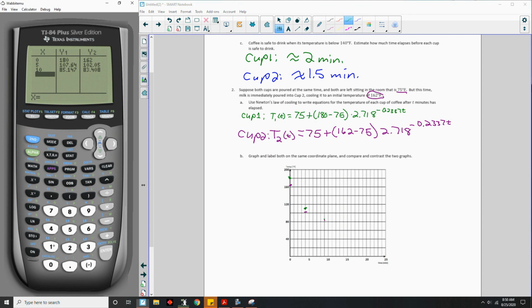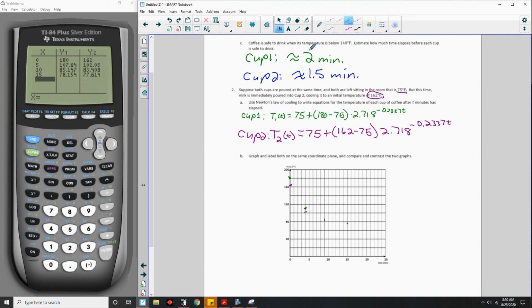Then at 15 minutes, the coffee without the milk is 78 degrees. So at 15 minutes, it's just under 80 at 78. And the coffee with the milk is 77.6, only half a degree less. So it's almost touching right there.